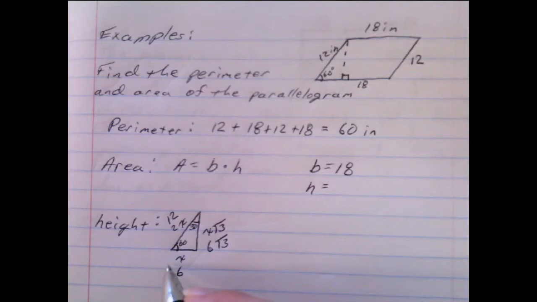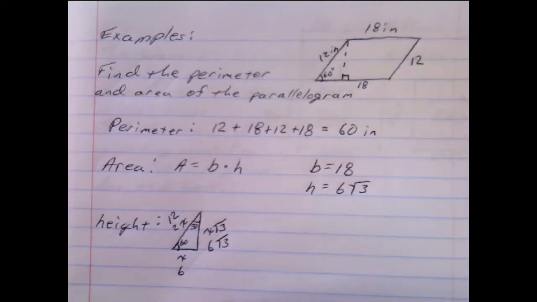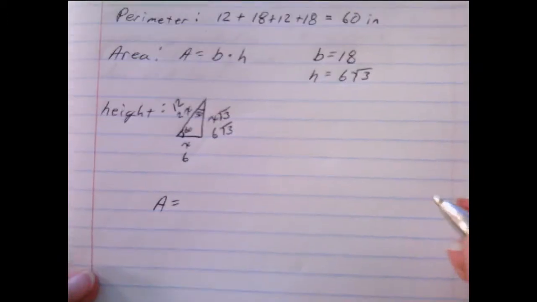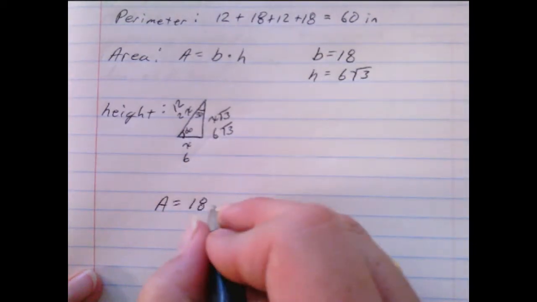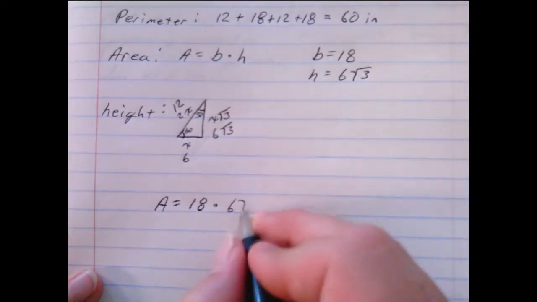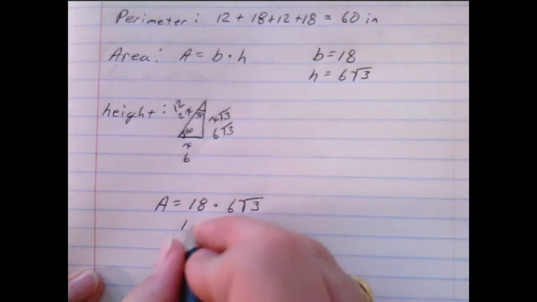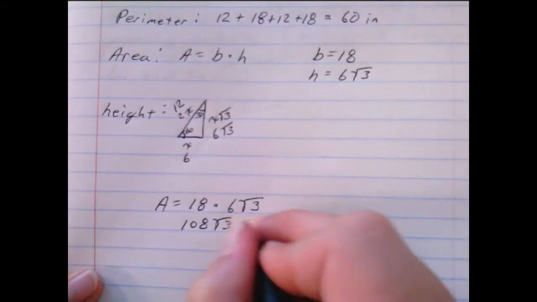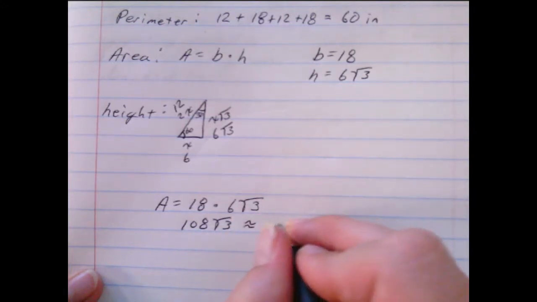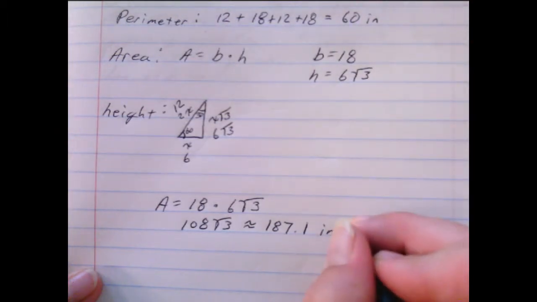Okay, so now that we have the height, 6 square root of 3, we can plug that into our formula. Area equals base, which was 18, times height, which was 6 square root of 3. And then we should get 108 square root of 3. And that is approximately 187.1. And this is area, so we're looking at inches squared.